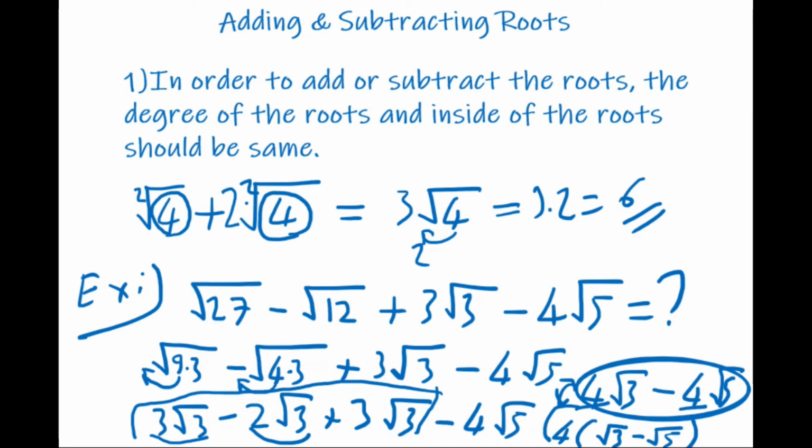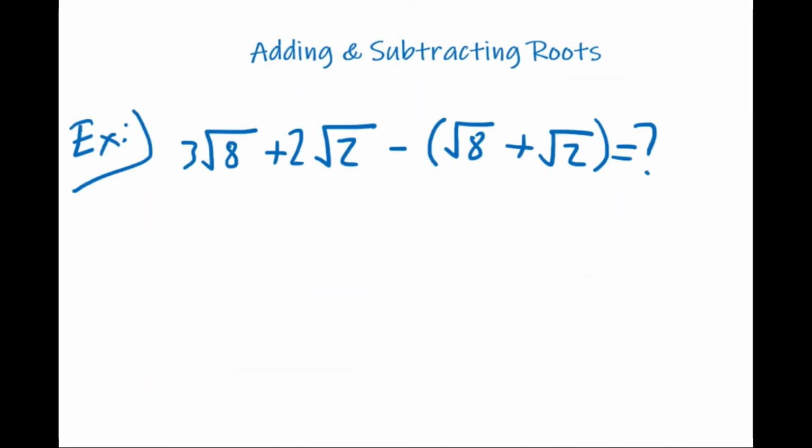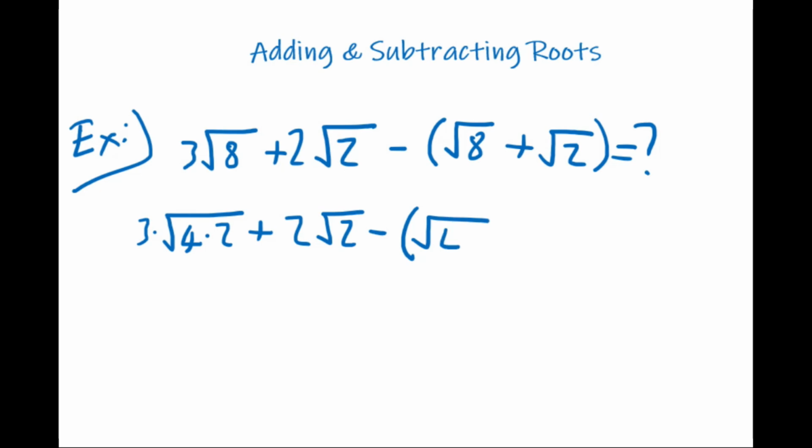Let's take a look at another example. So from here, this is 3 times square root of 8, and we all know that 8 can be written as 4 times 2, plus this is already 2 square root of 2, minus, again, square root of 8 can be written as 4 times 2 in the root, plus square root of 2. So this 4 comes out as 2 because it's 2 squared, that's why.